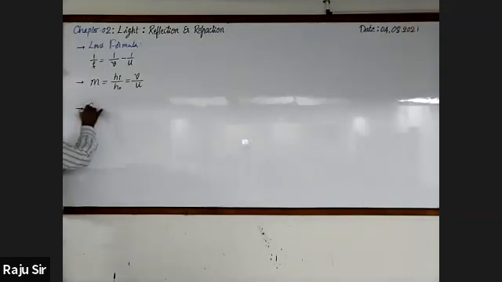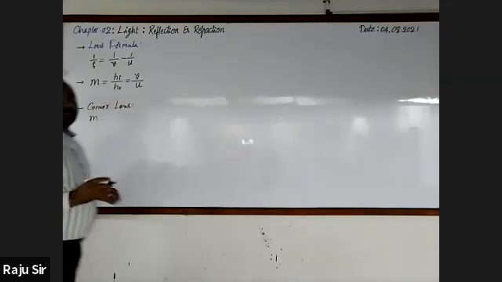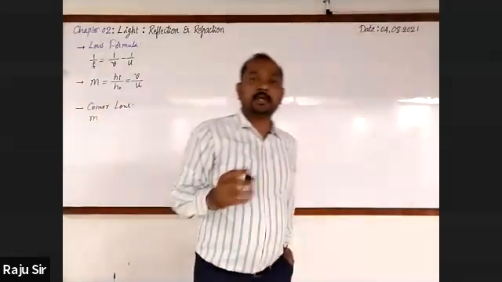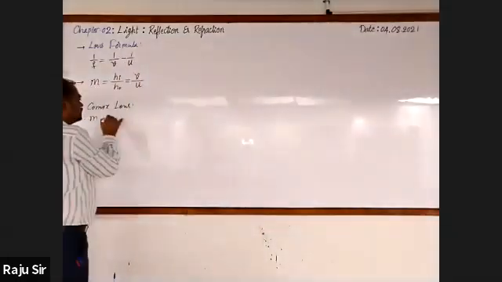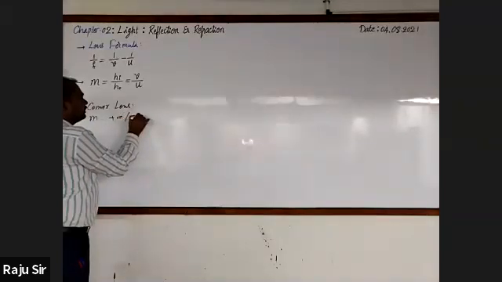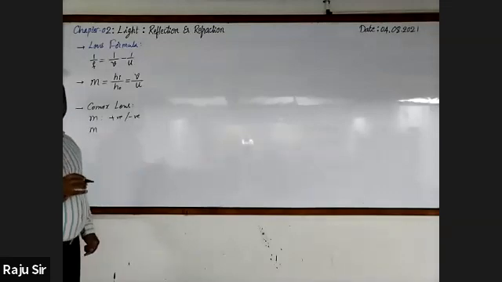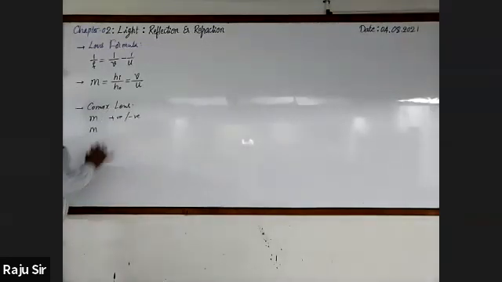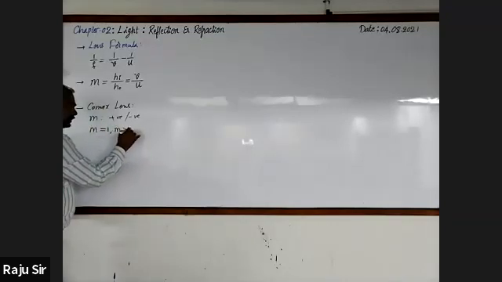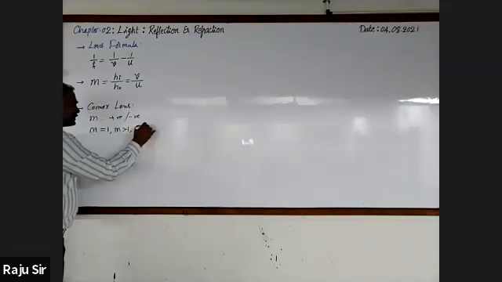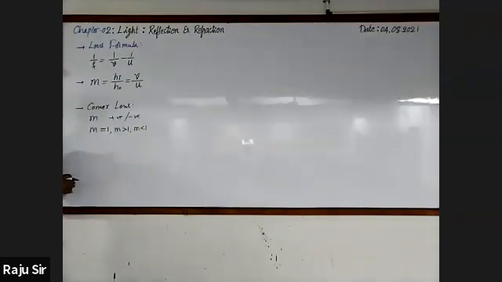And we also know that magnification for a convex lens may be either positive or negative. If we come across the value of magnification with respect to a convex lens, it may be equal to 1, it may be greater than 1, or it may be less than 1 also.